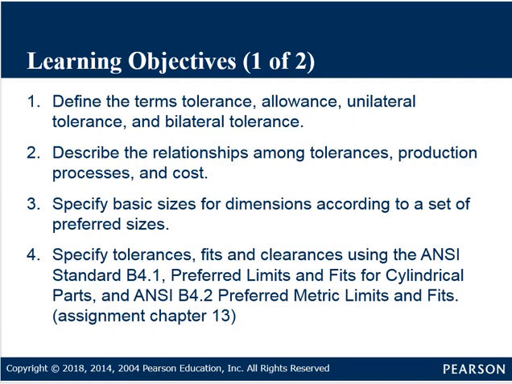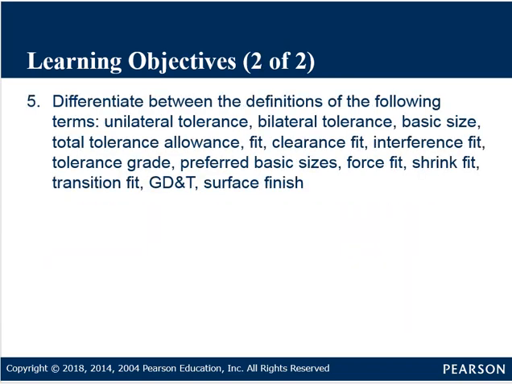This narration is going to cover the first two objectives. The first one is to define the terms tolerance, allowance, unilateral tolerance, and bilateral tolerance. Secondly, describe the relationships among tolerances and how they relate to production processes and the costs of those processes. Here are some of the terms that we're going to talk about in this lesson.